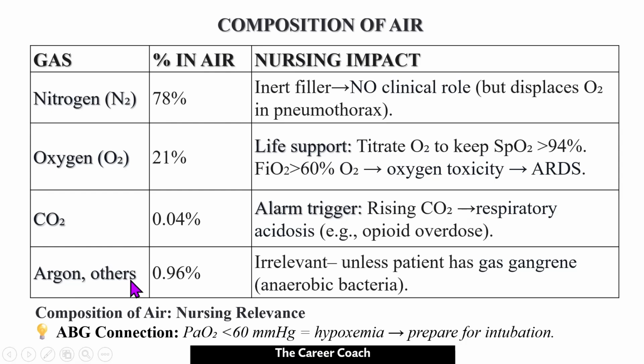Argon and other inert gases are 0.96%. They are usually irrelevant unless the patient has gas gangrene with regards to anaerobic bacteria. So usually there are some bacteria that cause infection in the body that do not need oxygen. So this is just a practical statement which tells us that there are bacteria in the body that do not require oxygen. So basically, an increase in oxygen could kill.